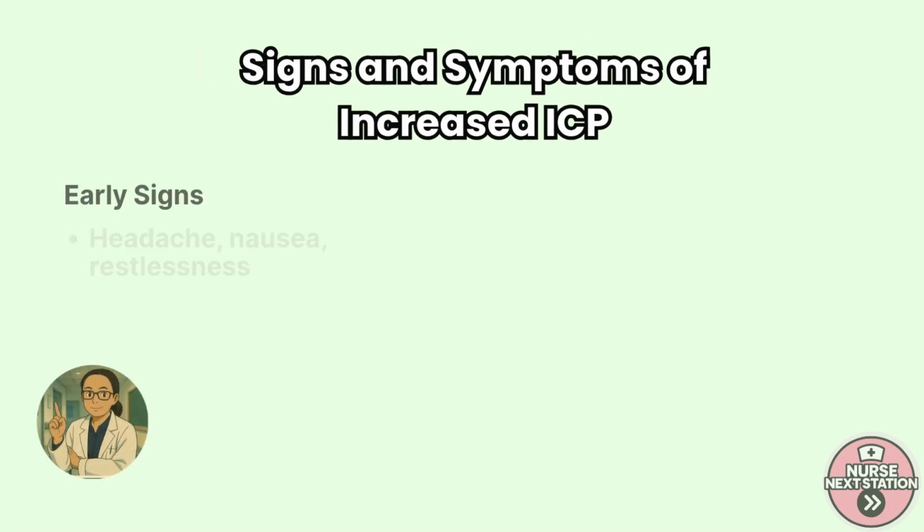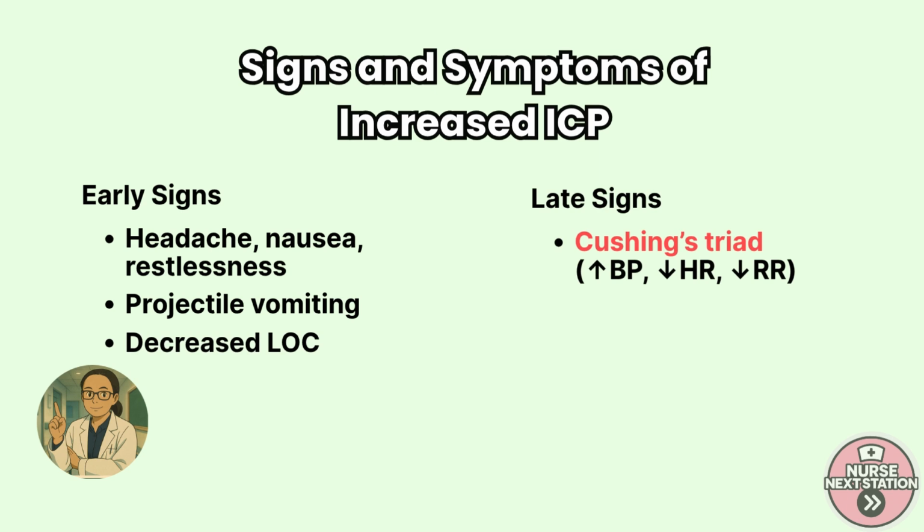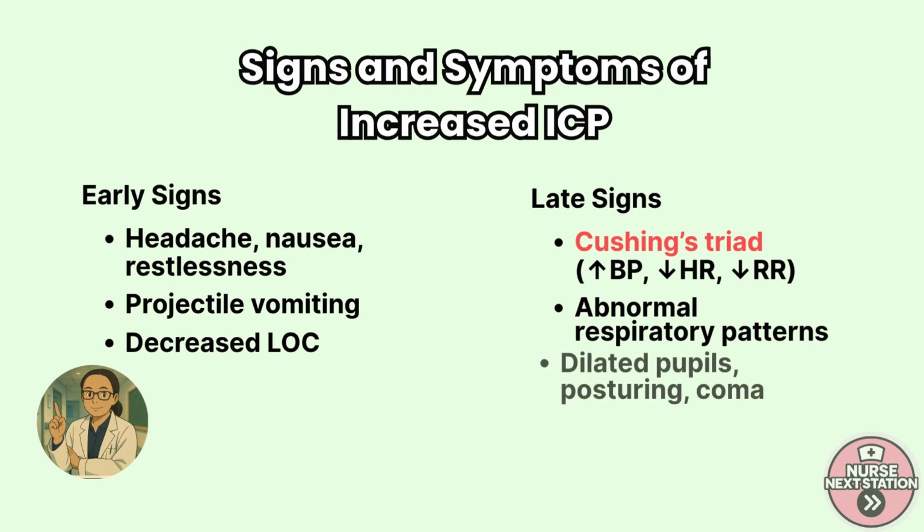Early signs include headache, nausea, vomiting, and altered level of consciousness. As pressure continues to rise, you may see Cushing's triad: widening pulse pressure, bradycardia, and irregular respirations. Pupillary changes and abnormal posturing like decorticate or decerebrate postures are late signs.